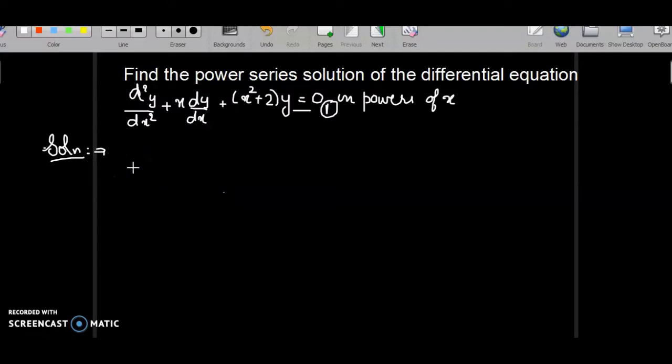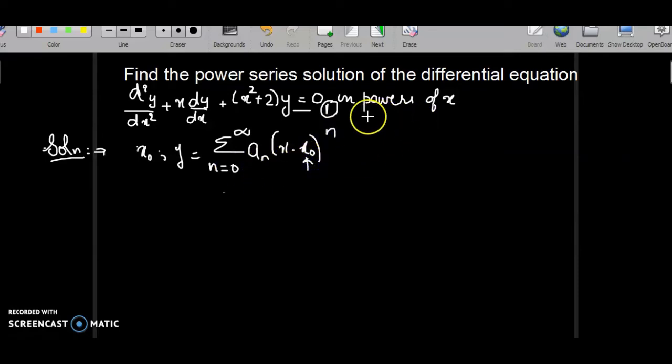We have the question: find the power series solution of the differential equation d²y/dx² + x dy/dx + (x² + 2)y = 0 in powers of x. We have already seen that a power series at a point x₀ is written as y = Σ (n = 0 to ∞) aₙ (x − x₀)ⁿ. This is a power series about the point x₀.